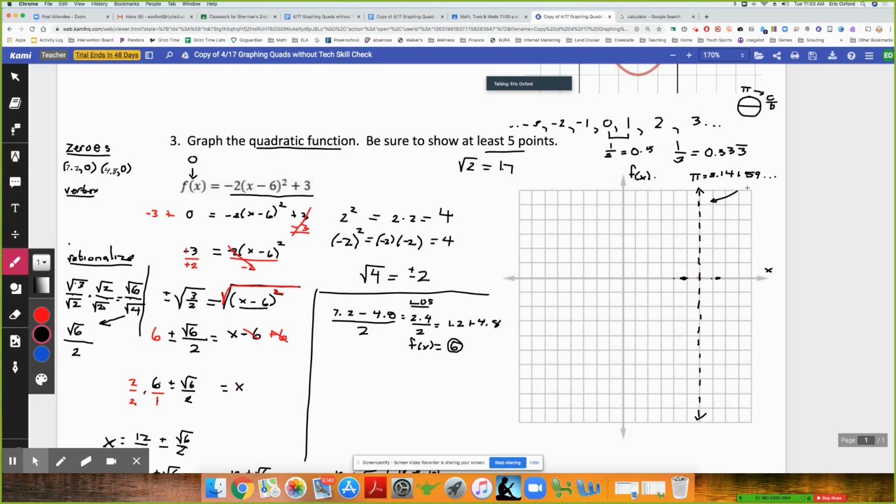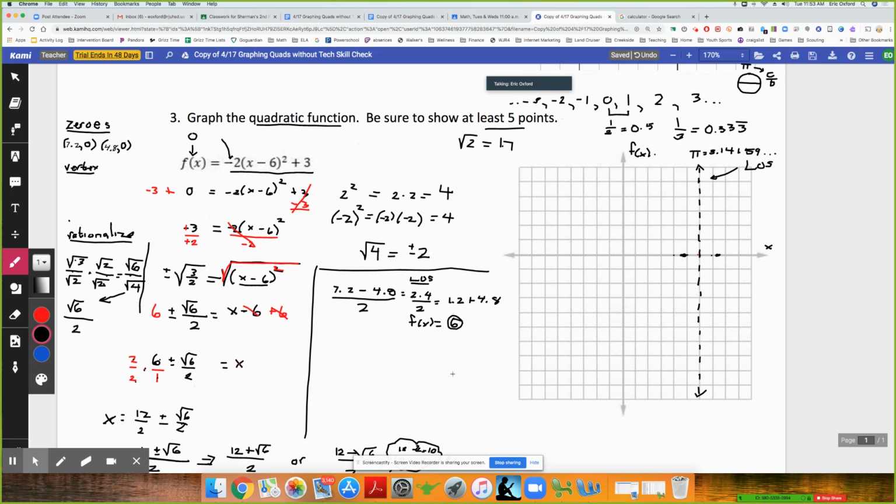Okay, so this parabola mirrors. This is like a mirror for the parabola. Now if we look at the lead coefficient right here, is that a positive or negative 2? Negative 2. So this parabola is going to maximize. It's going to have a vertex that's above the x-axis and it's opening downward. I just need to be aware of that.